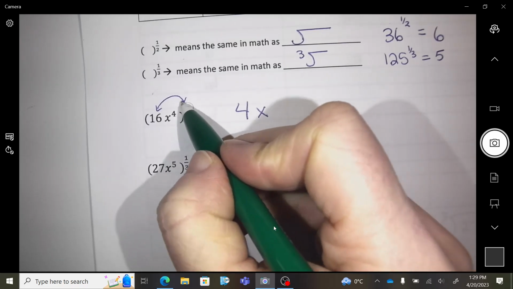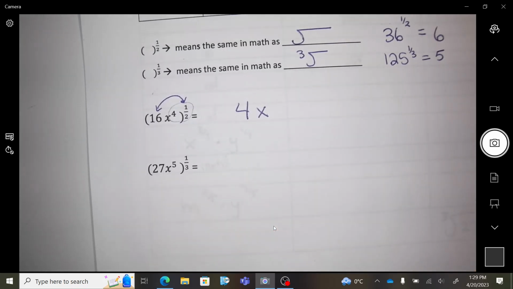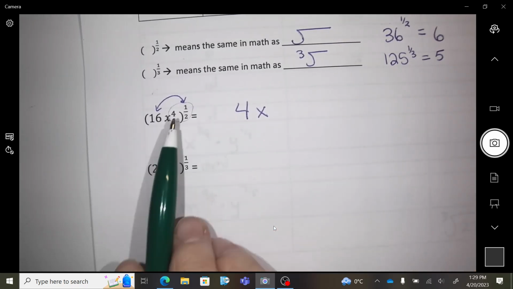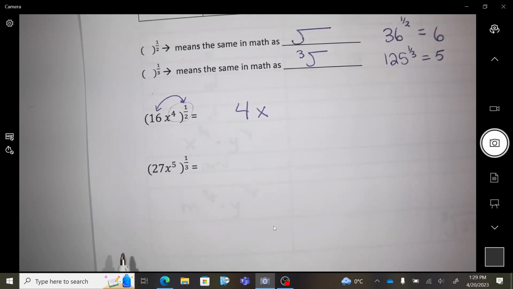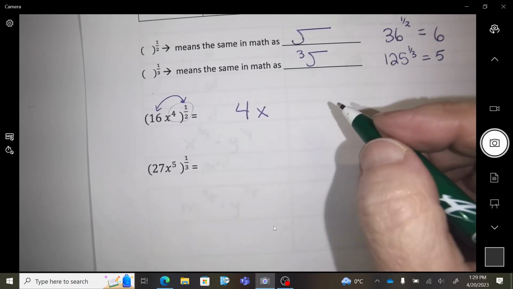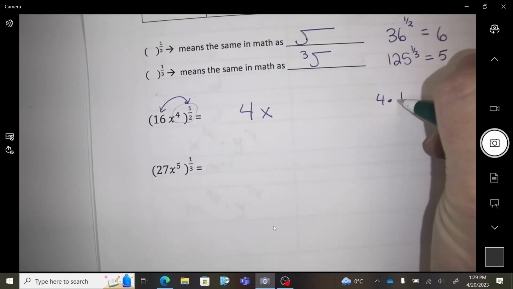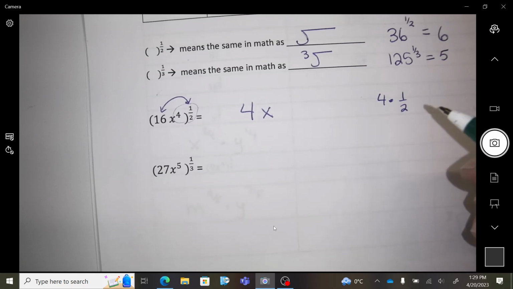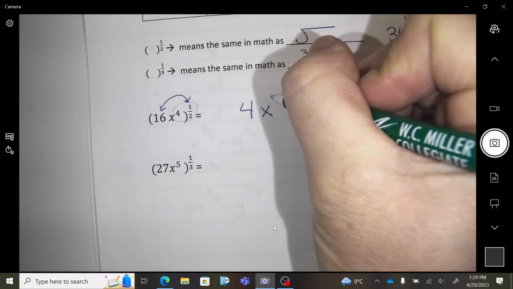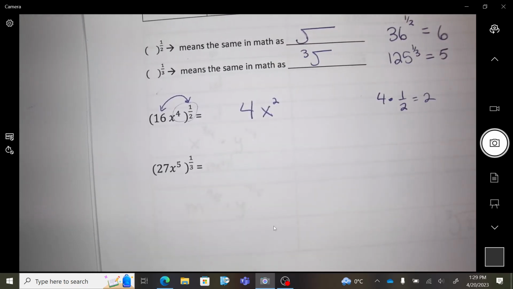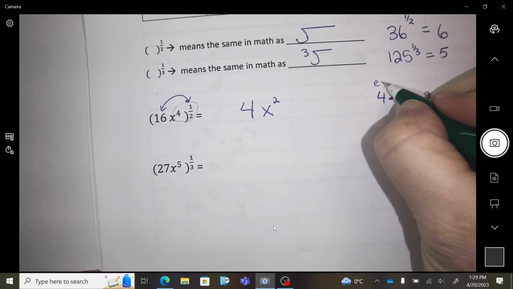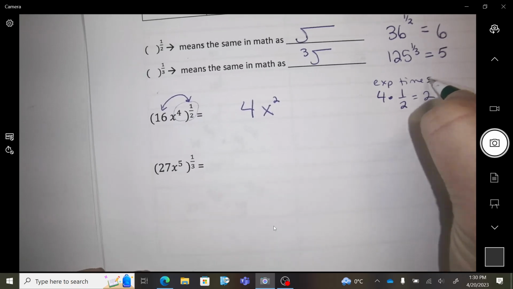Then, what's the power rule? What do you do with exponents to an exponent? Exponents to exponent, you times. So I'm going to be doing 4 times 1/2, which is 2. So exponents get timesed.